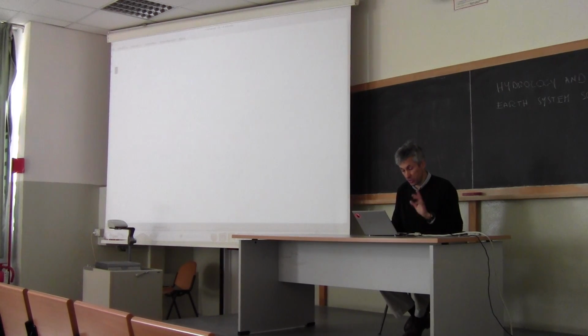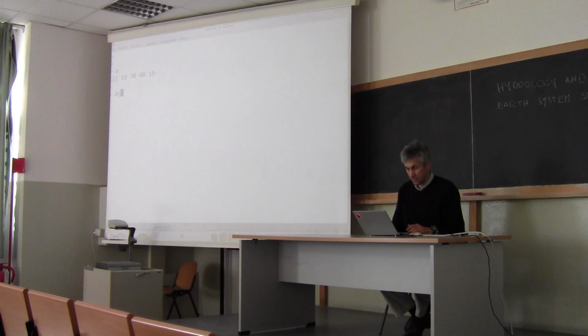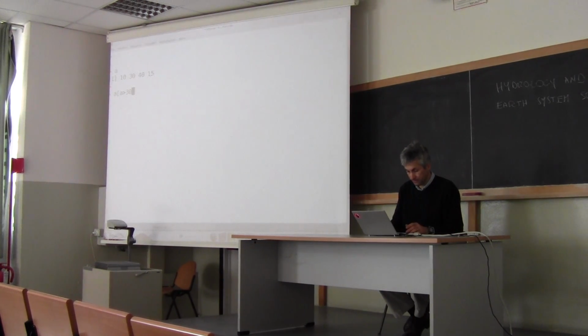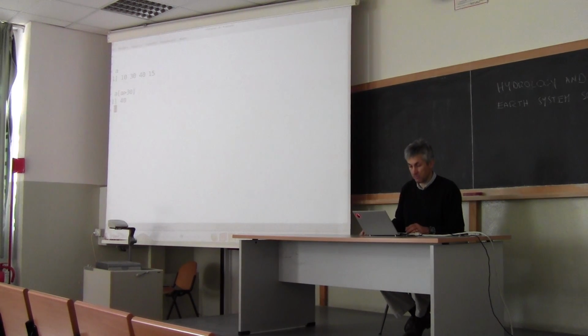And another issue which is very interesting, if this is the vector A, if you put A and then in brackets A greater than 30, you get a subvector with only the elements that are greater than 30, which is very useful. You have a question?